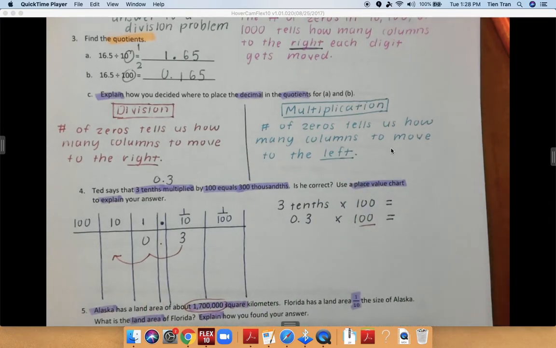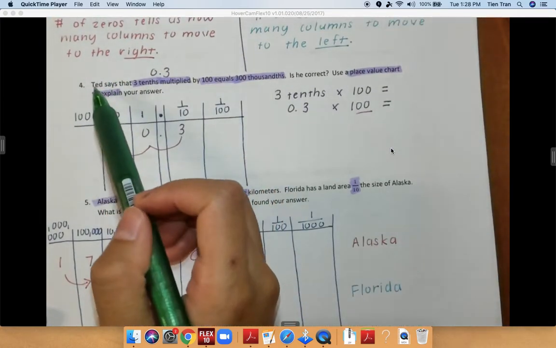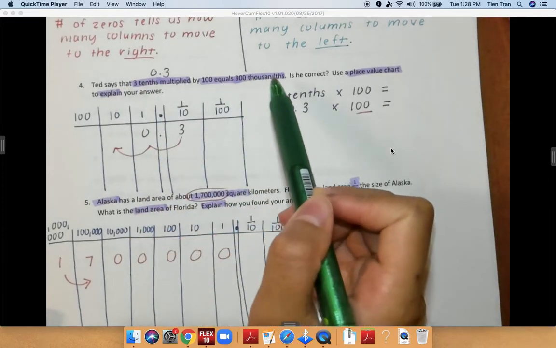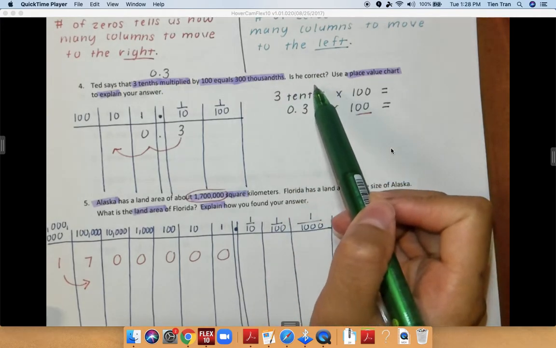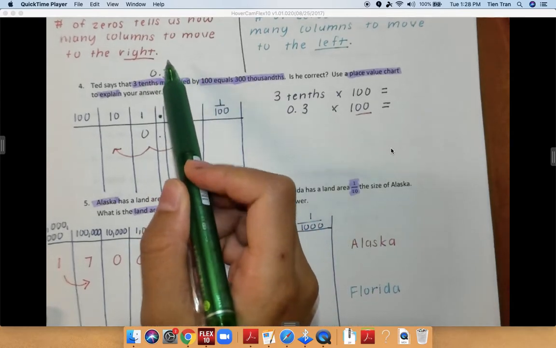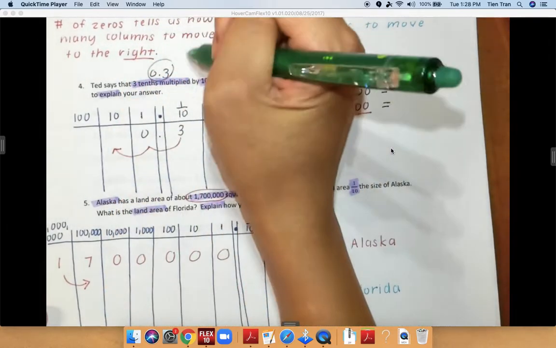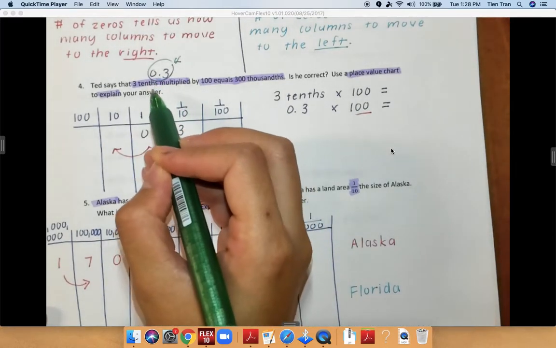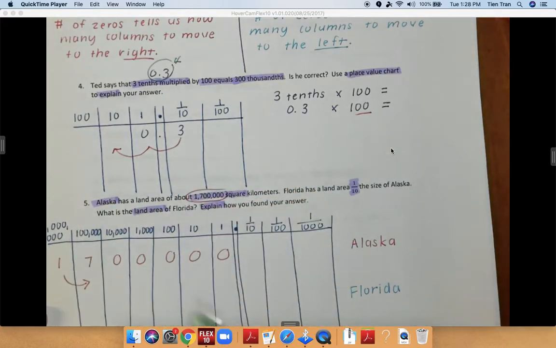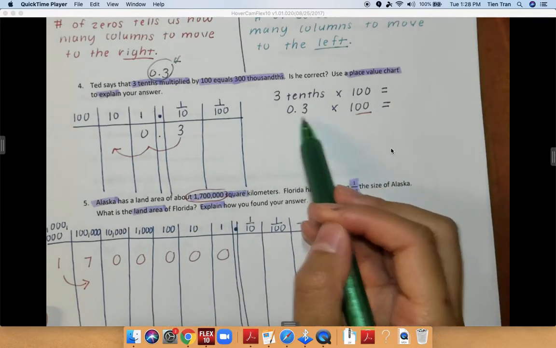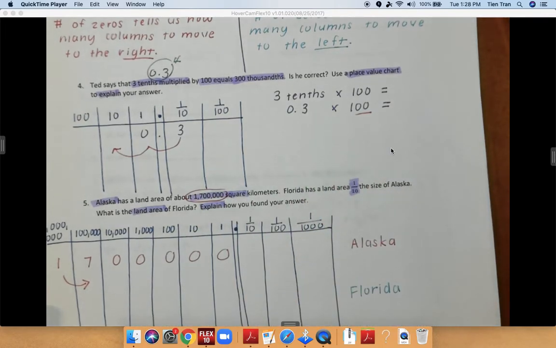Okay? So problem number 4. I'll give you an example. Ted says that 3/10 multiplied by 100 equals 300 thousandths. Is he correct? Use a place value chart to explain your answer. So 3/10, this is how you read 3/10. The 3 is in the tenths place, okay? You see that? The 3 is in the tenths place. T-H-S, tenths. Multiplied by 100. So we're going to multiply these numbers together and see if it actually equals what he says, okay?